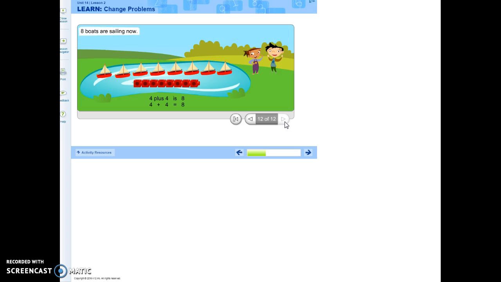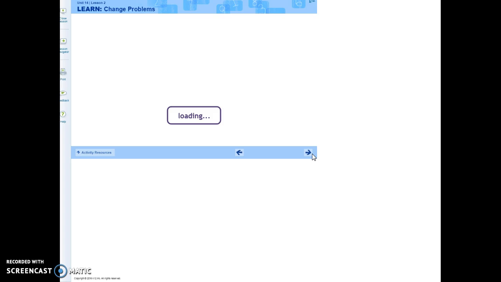Four plus 4 is 8. 8 boats are sailing now. Way to go, guys.